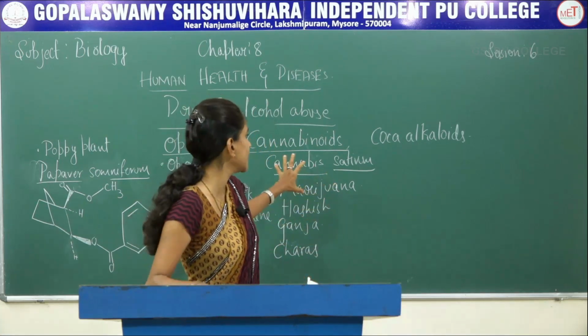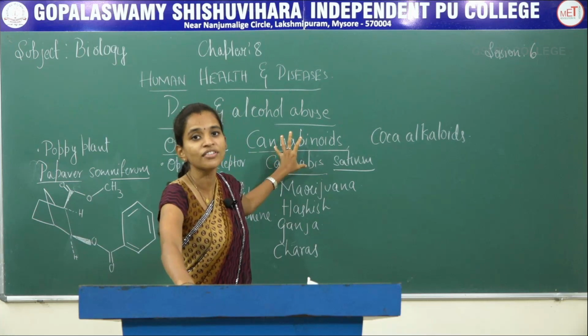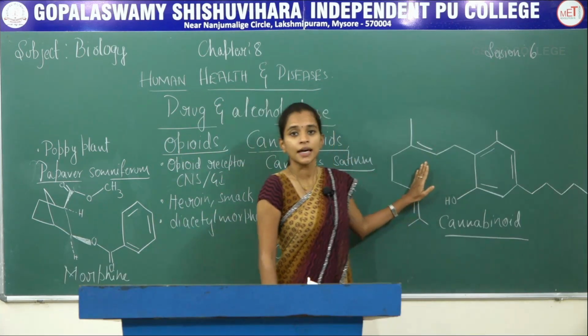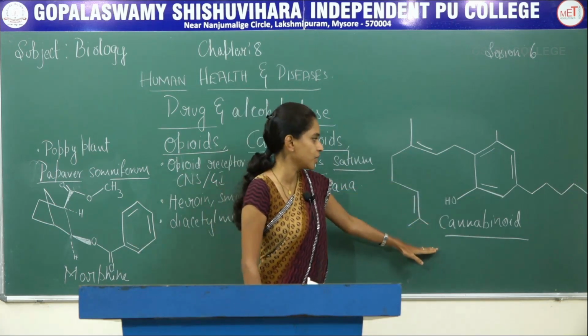Next, we have to study the chemical structure of cannabinoids. So, I will just draw the diagram. This is the chemical structure of cannabinoids.